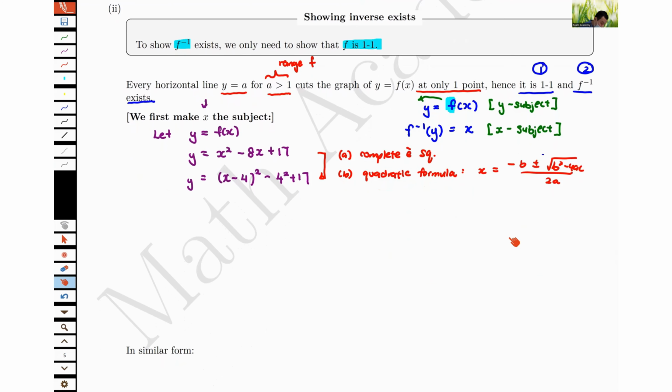Okay, so let's finish up. We are trying to make x the subject, so can we simplify our equation? Let me have the x values on the left.